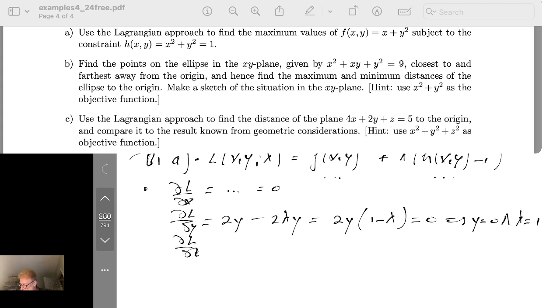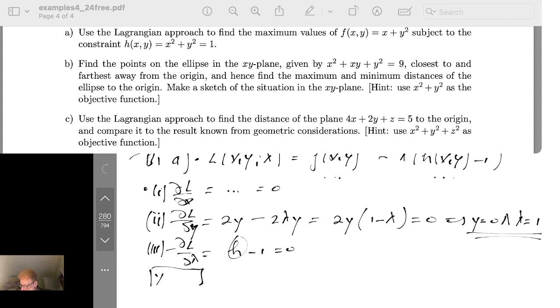Then you have dL/d lambda, which gives you the constraint, I say plus, but it's minus, of course, not that it matters, but that's what we have chosen, minus 1 is 0. And you have to fill in h, which in this case is x squared plus y squared. Here I stress that you give them a number: number 1, number 2, number 3. It is very clear. Here you continue with the case y is 0.